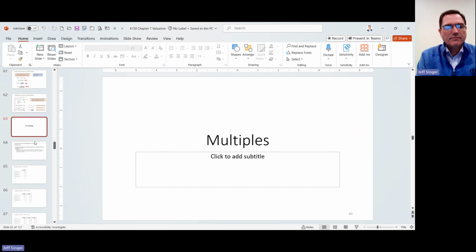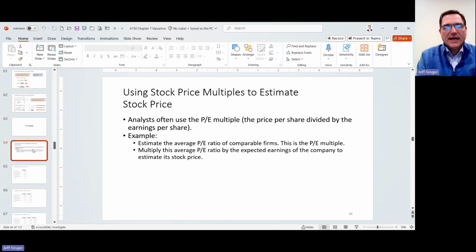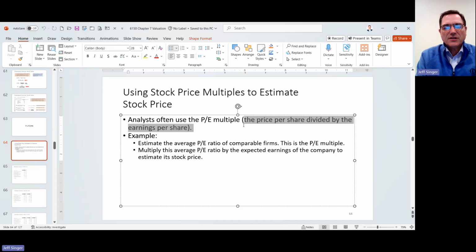Okay, let's look at multiples now. So we look at the PE multiple, which is the price per share divided by the earnings per share. The price is the stock price, and the earnings per share is the earnings divided by the per share value. Estimate the PE ratio of comparable firms, and I'll multiply this average PE by the expected earnings of the company to estimate the stock price. So that's how you use a PE.